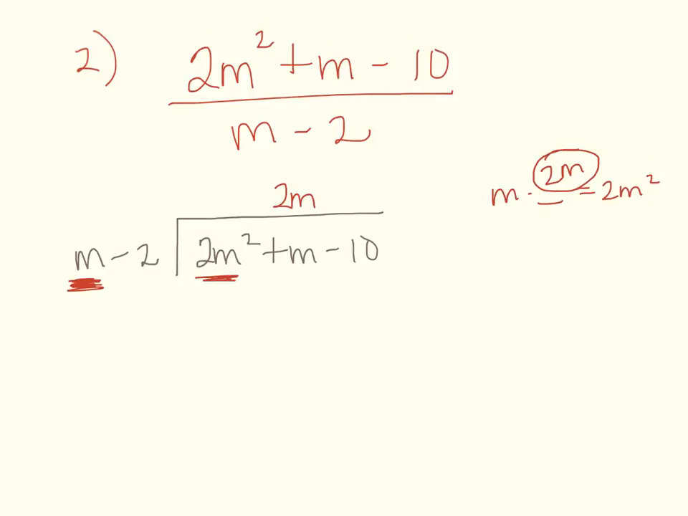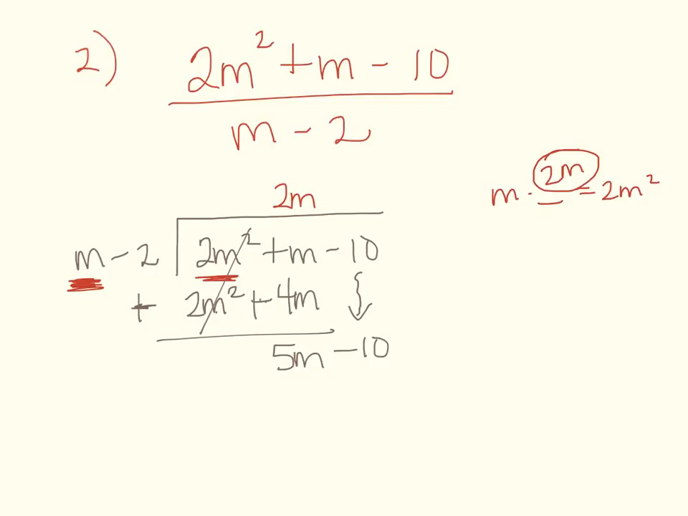Once you have that, you multiply down. So 2m times m is 2m squared, which is what we wanted it to be. But then you also have to take the 2m times this negative 2. So you have to multiply it times the m, and then times the negative 2. So 2m times negative 2 is negative 4m. And then you subtract. 2m squared minus 2m squared cancels. That's what we wanted. Then minus a negative becomes a plus, and we end up getting m plus 4m, in this case 5m. And then, of course, we carry down that negative 10.